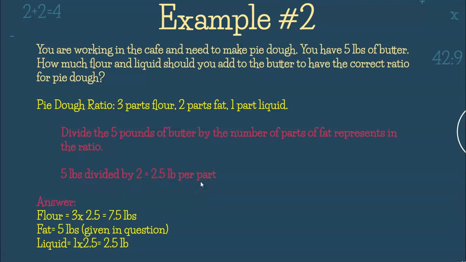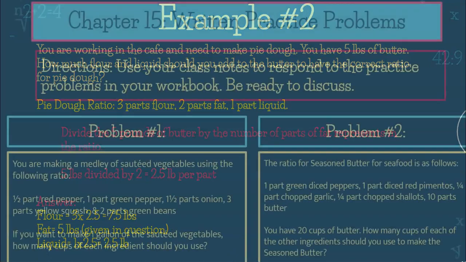Okay, so that is how you're going to calculate the other 2 ingredients. You take your 3 parts of flour times 2.5, because that's the amount per part. You're going to get a total of 7.5 pounds of flour. You have your 5 pounds of fat, which was already provided to you. And then for liquid, you do your 1 part liquid times 2.5, and you have 2.5 pounds of liquid. All right, so that is how you calculate that.